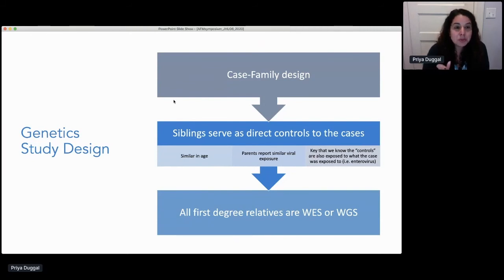And that exposure point is really key for us because otherwise we're just saying, did you develop paralysis or not, without considering the virus. And then we whole exome sequence, and in some cases we could whole genome sequence, all the first degree relatives living in the household. So that's the parents and any siblings.